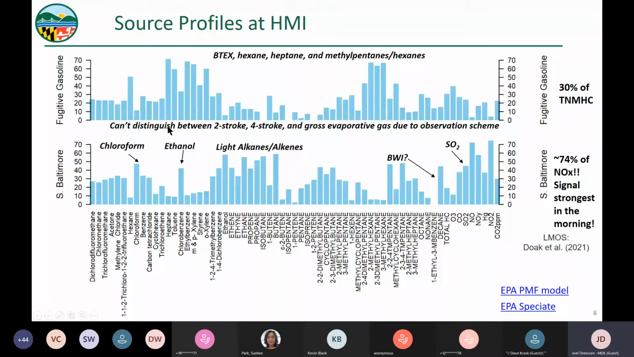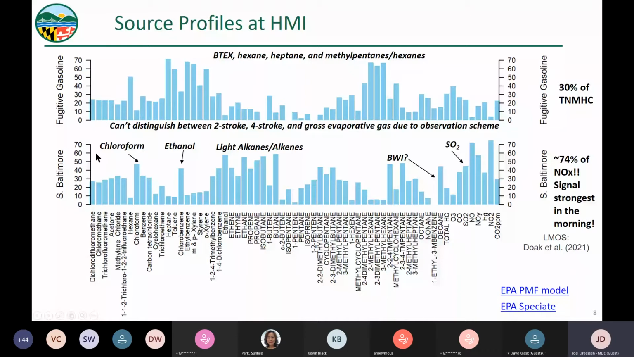And what I realized, in all my anguish to try and figure out what might be two-stroke, four-stroke, and gross evaporation, is that the way our sampling scheme worked, we're pulling in potentially all those sources at once over that 3-hour period. And so they end up getting a little bit mixed. So this fugitive gasoline really applies to probably two-stroke, four-stroke, and total gross evaporative gas, just simply due to the evaporation scheme, right? Two-stroke, you're probably spitting out gasoline from the exhaust anyway, so you'd probably be very close to what a gross evaporative gasoline might look like from a storage tank, for instance.